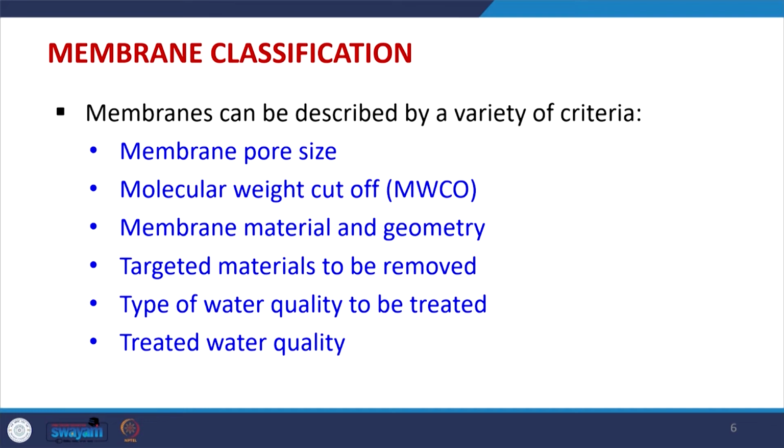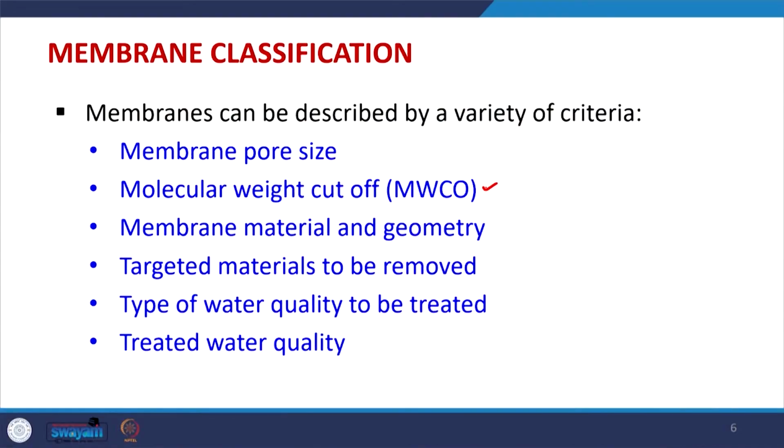For describing any membrane we use a number of parameters, and those parameters include the membrane pore size. This is the most important criterion: what is the size range under which different membrane processes are operated. So, we have microfiltration, ultrafiltration and nanofiltration. By the name itself you can understand what size range they are working in. Similarly, the molecular weight cutoff of these membranes is another way we can describe a membrane.